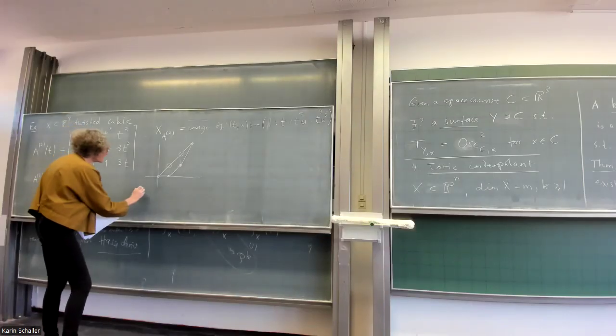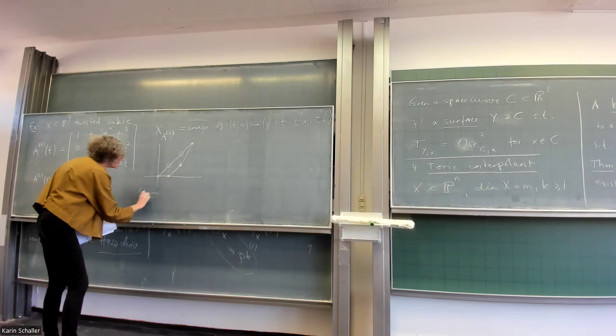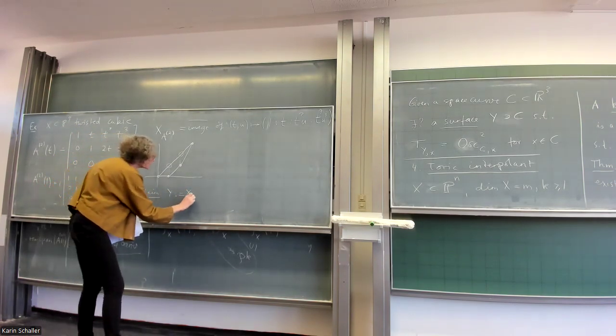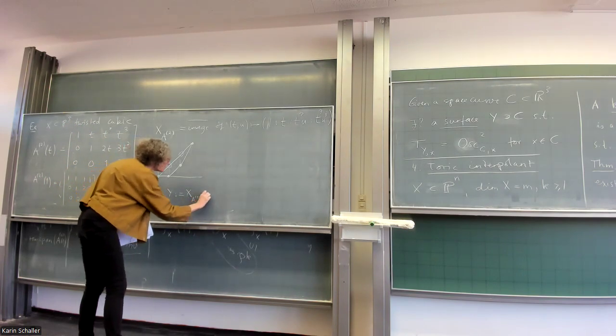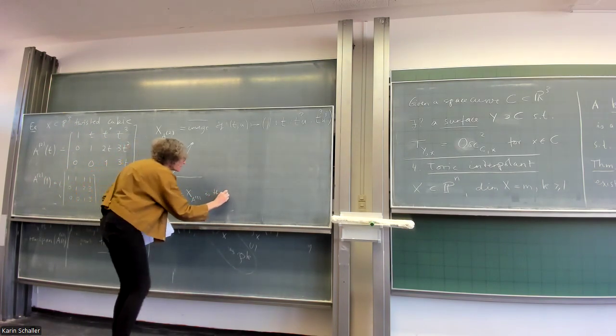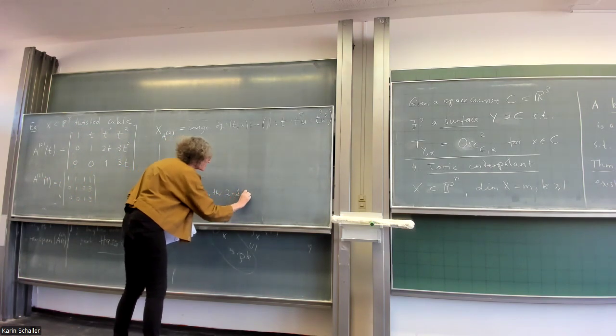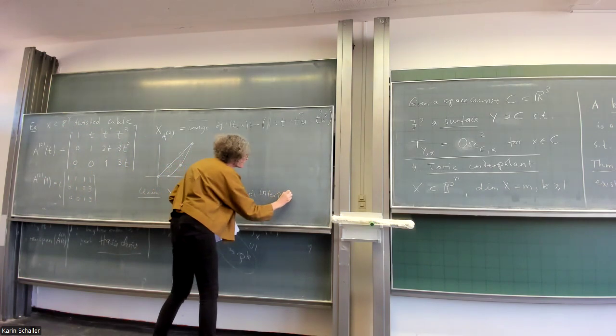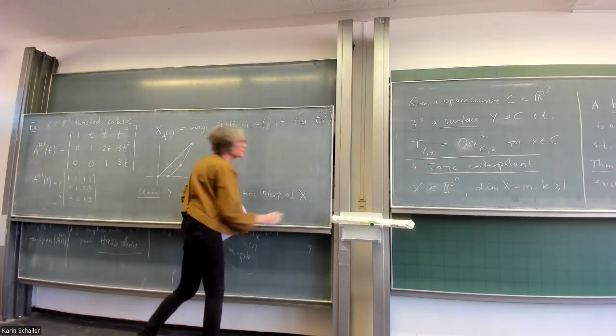So the claim here, of course, is that Y, which is X_{A_2}, is the second toric interpolant of the twisted cubic.